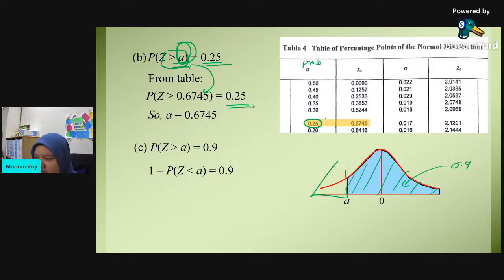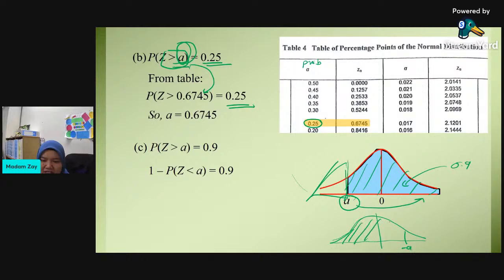Tapi less than A, okay, kat sini tricky sikit. Bila less than A, bila kita reflect dia, kawasan ni, dia sebenarnya apa? Dia akan jadi, kalau tadi A kan, kita reflect dia akan jadi apa? Sepatutnya nilai itu akan bertukar jadi, daripada A jadi apa? Yes, negative A. So, negative A. Area yang kita nak cari, kalau nak tulis juga, dia adalah sama dengan Z less than negative A.